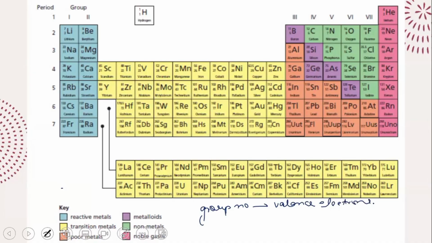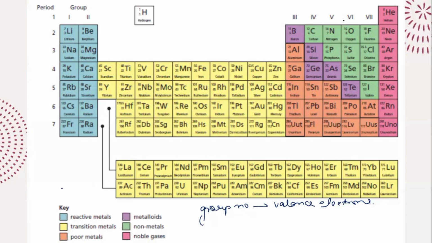If you are ever solving your past paper questions and they ask you how many electrons are in the outer shell of iron, or how many electrons are in the outer shell of aluminium, don't worry about writing down the entire electronic configuration. It's in period number 3, group number 3, so it's got 3 valence electrons.